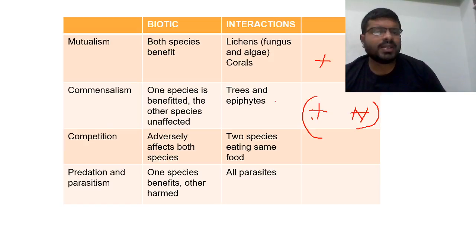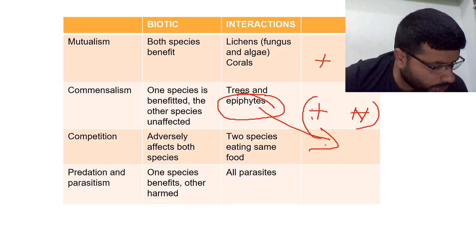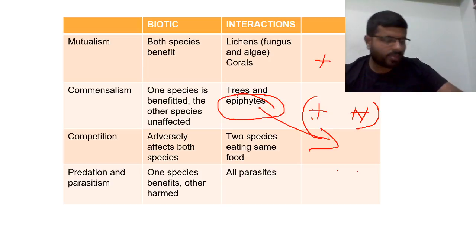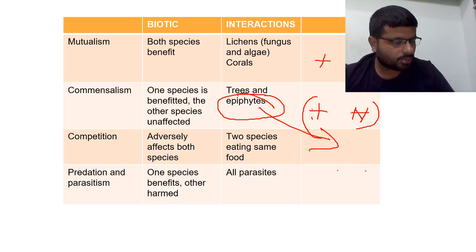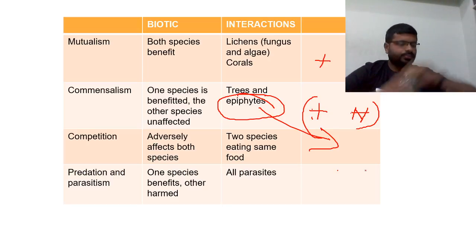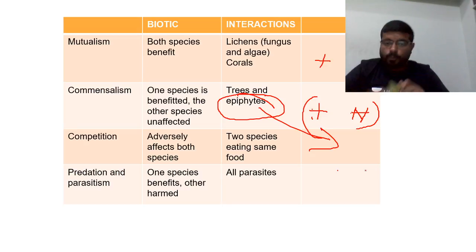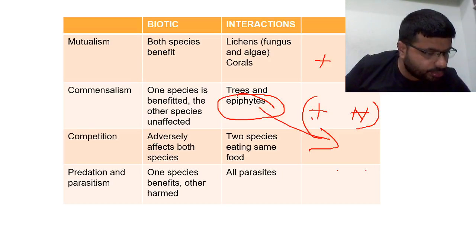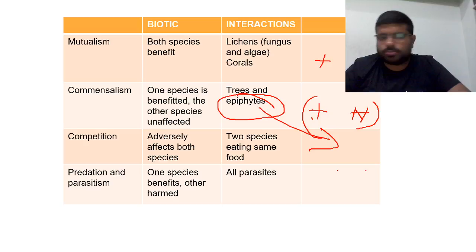Example: trees and epiphytes. So what is an epiphyte? Once again, now I'm not providing 1 minute, just half a minute. What is an epiphyte? Please answer in the chat section. Yes, quickly. What are epiphytes?